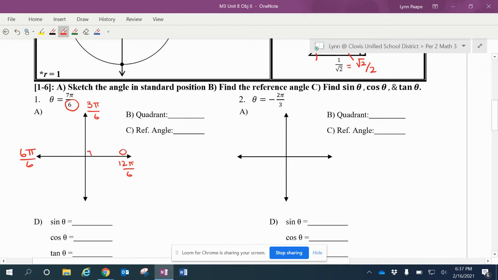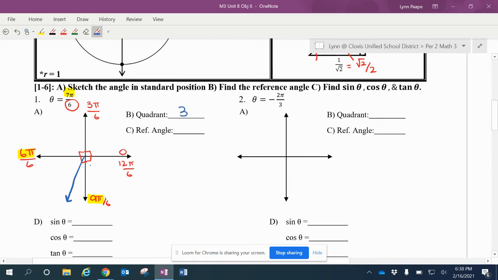So we know this rotation here would be 3 pi over 6. Another 3 pi would be 6 pi over 6. Another 3 would be 9 pi over 6. And then another 3 would give us that 12 pi over 6. So where does 7 pi over 6 land between? What quadrant would that land in? 7 pi would be somewhere between 6 and 9, so that would put us into quadrant 3.